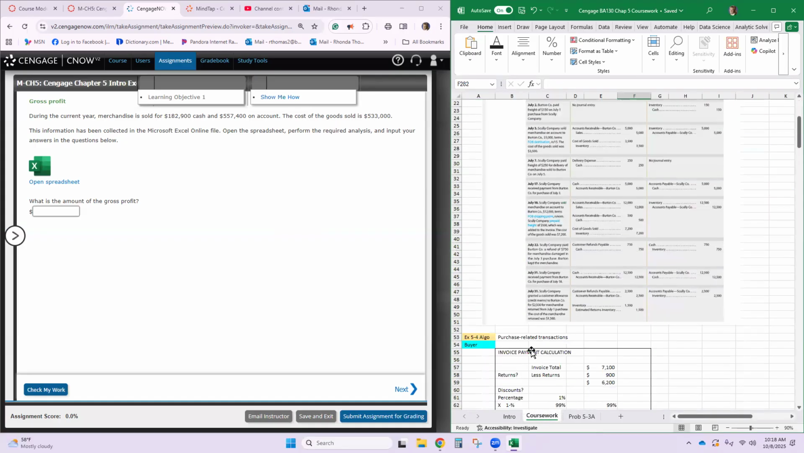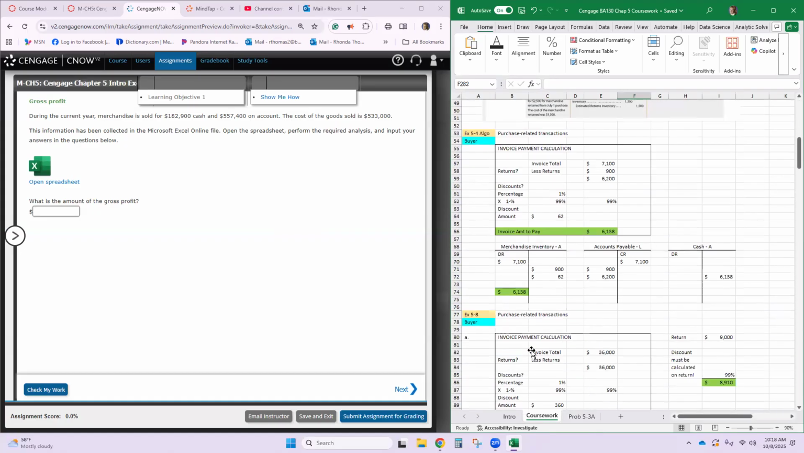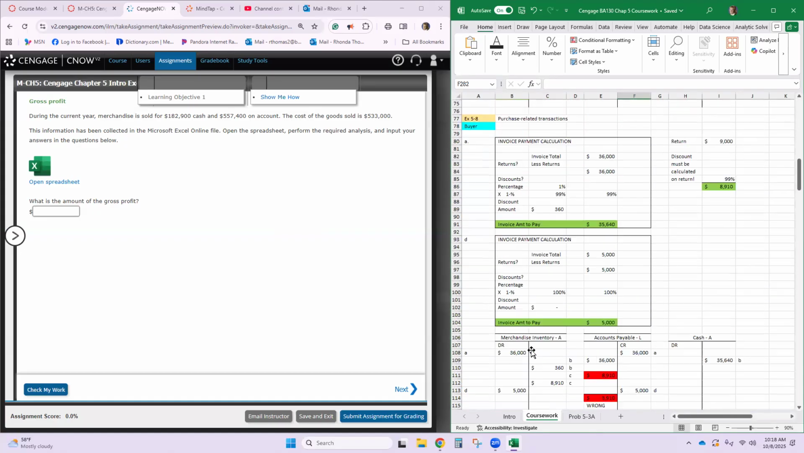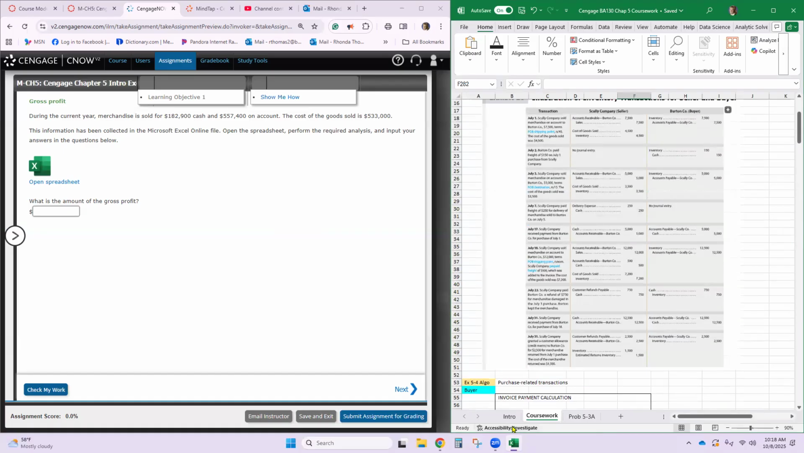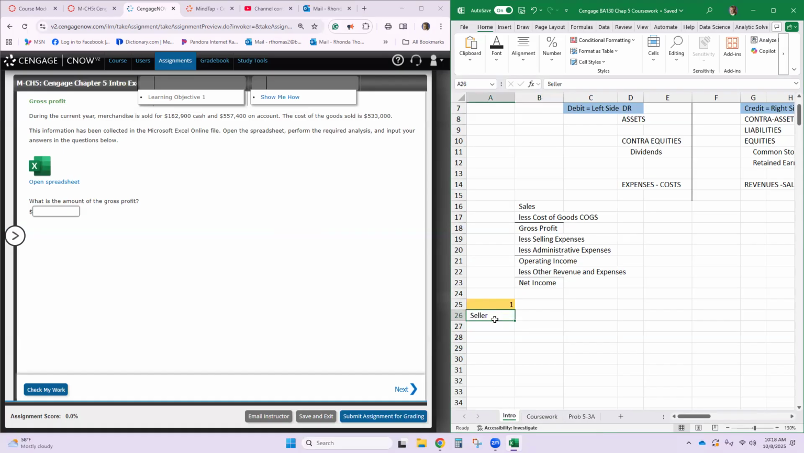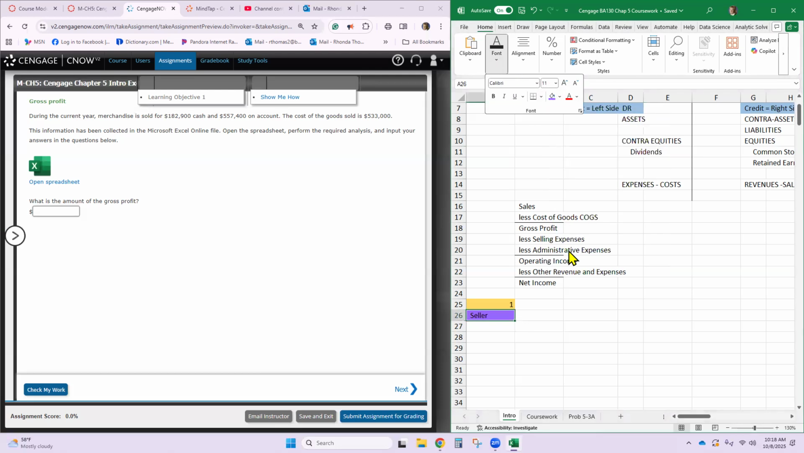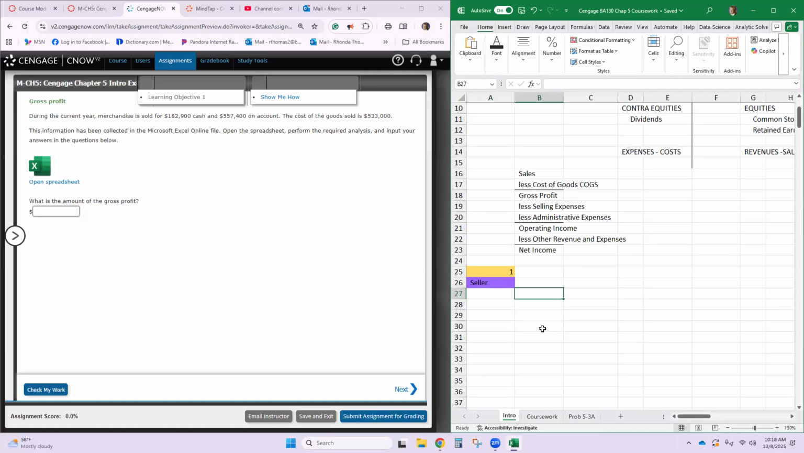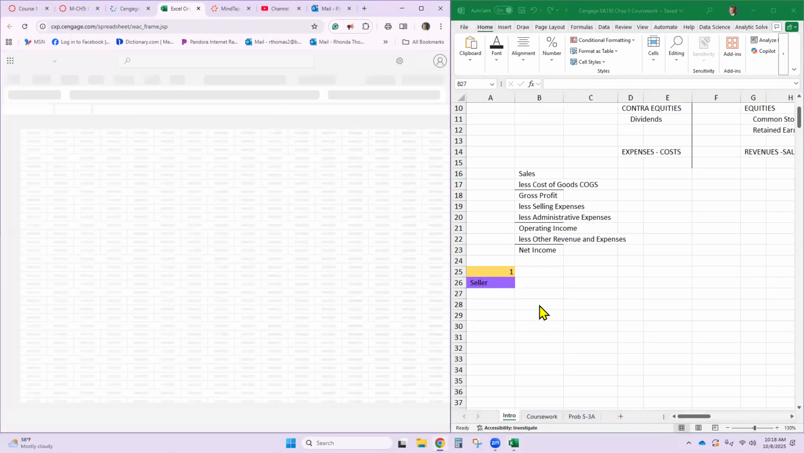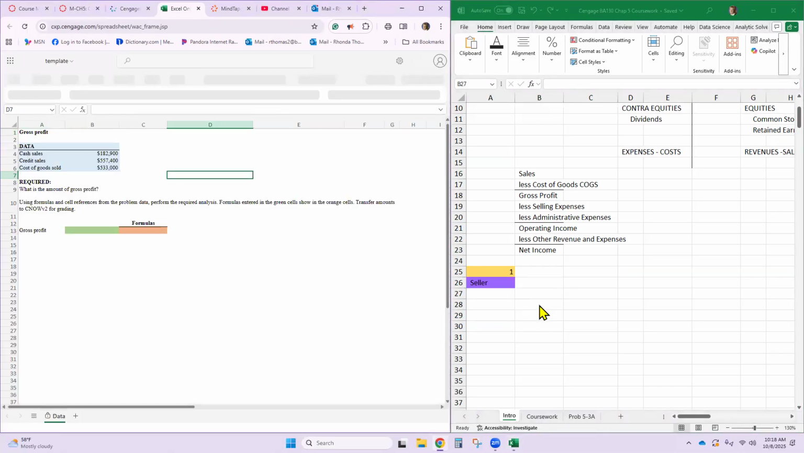I did that here. Okay, I'm just trying to see. I can't remember. All right, I used blue and purple. So I'm going to use purple for seller. Let's go ahead and put that in. Purple. All right, we are the seller. So what we want to do is we have an Excel spreadsheet here during the current year. So let's go ahead and open this up. We may not have to do a whole lot here on my spreadsheet.